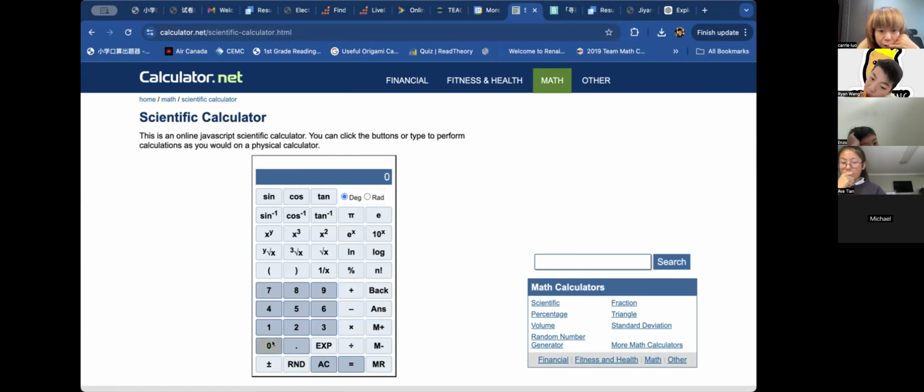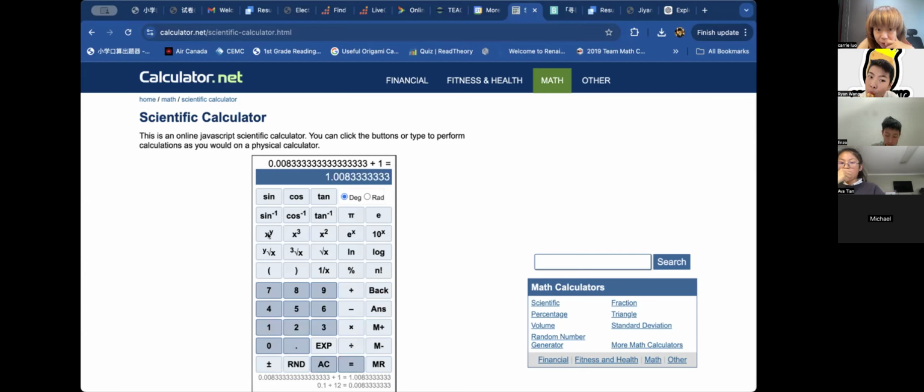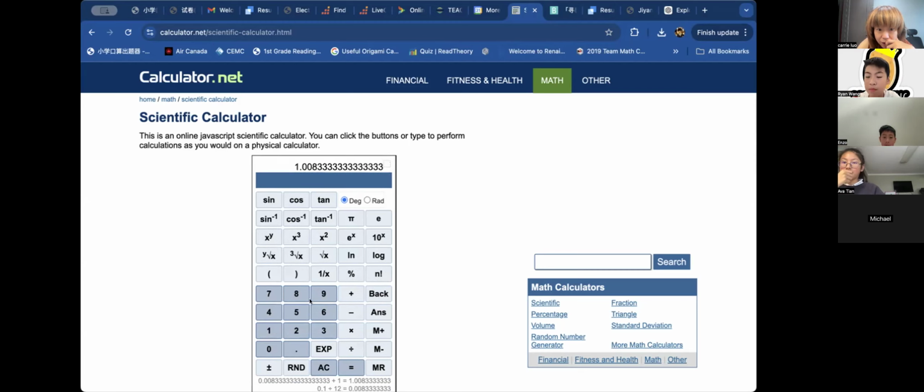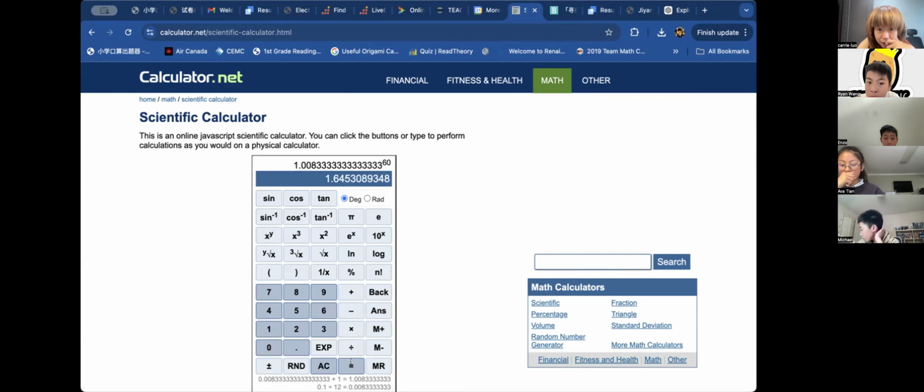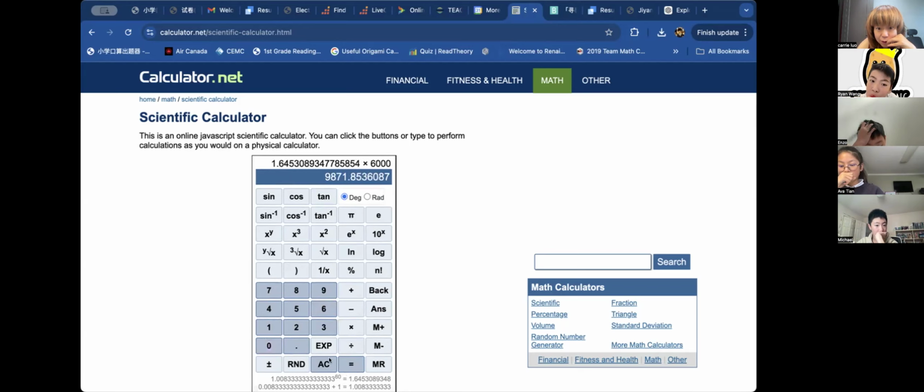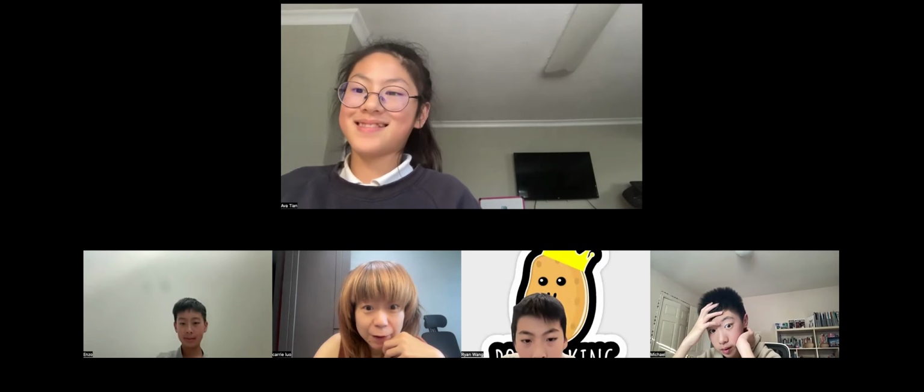Oh, here. 0.1 divided by 12 equals 0.0833, right? And we plus 1 equals this one, right? 1.0083. And we do this one. Ava, did you see that one? XY? Yeah, I use that one. And you hit 60. It equals 1.6453. Did you get this one? Yeah. And then you times 6,000 and get this answer, 9,871. Then you minus 6,000 because that's the principal. You get 3,871. Okay. Get it?